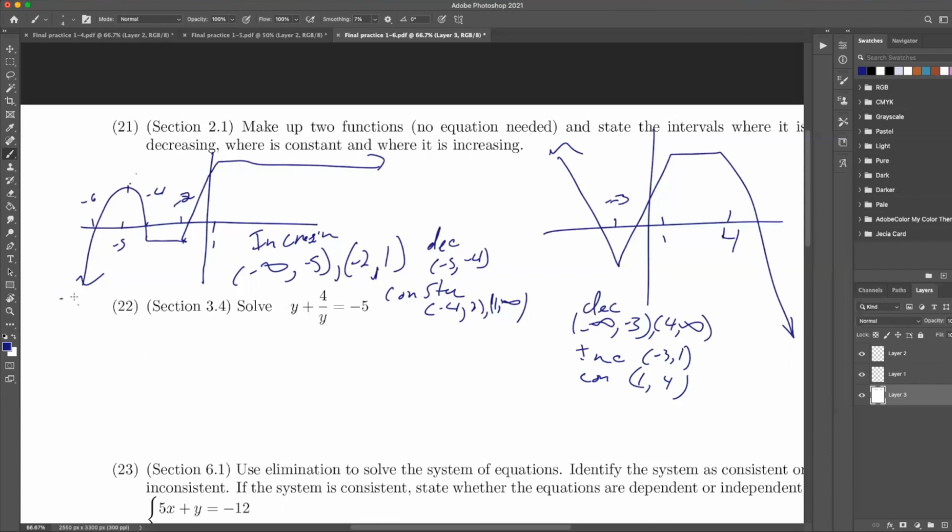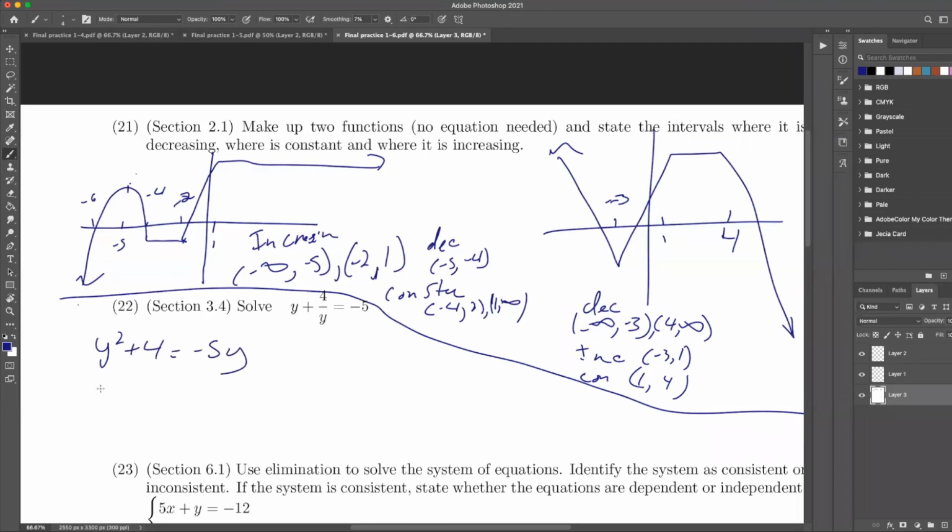All right, now let me draw and we'll get some clear space. When you see something like this, this is just a radical equation. So we're going to multiply everything by y, because that clears out my fraction. So I get y squared plus 4 equals minus 5y. Then I solve for y: y squared plus 5y plus 4 equals 0. And here I can factor it as y plus 1, y plus 4.